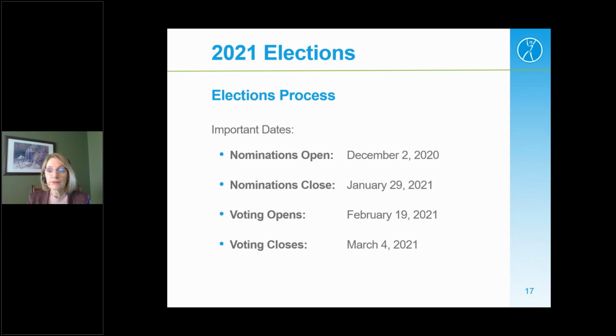I'm going to give people a lot of time this year. We know the pandemic definitely changes the available time that people have to do things. The voting opens on February 19th. It's all electronic, so everybody gets an electronic ballot, and it closes on March 4th. And we know very shortly after the voting closes on March 4th who has been elected in each district.